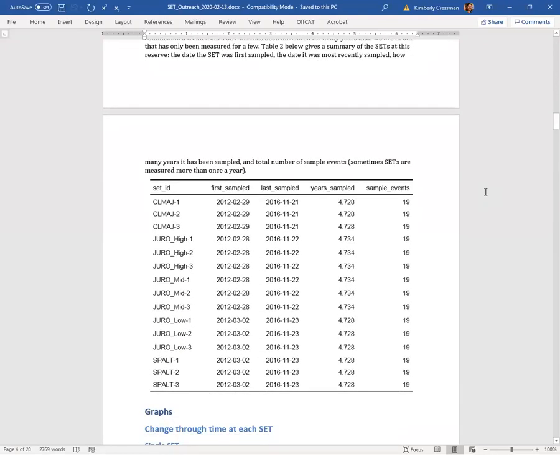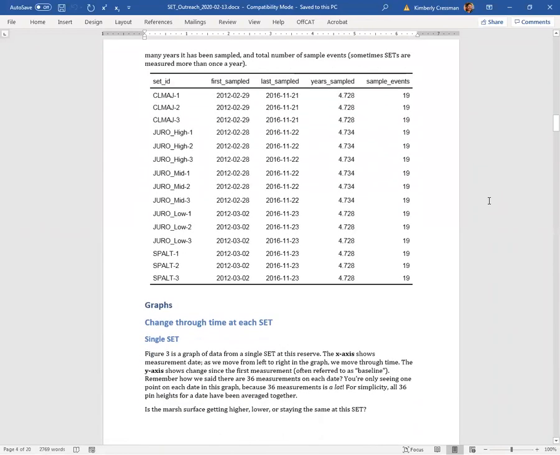Then you get down to some sampling information. For us, it's very similar at our sets, but some reserves have sets that have been installed for a decade longer than others. So this table just shows the first and last sample date, how many years it's been sampled, and how many times it's been sampled over that quantity of years. Some reserves sample more than once a year. We started sampling quarterly and then moved to yearly five years in. So that number will be different for everybody, and it's just important context that we wanted to provide.